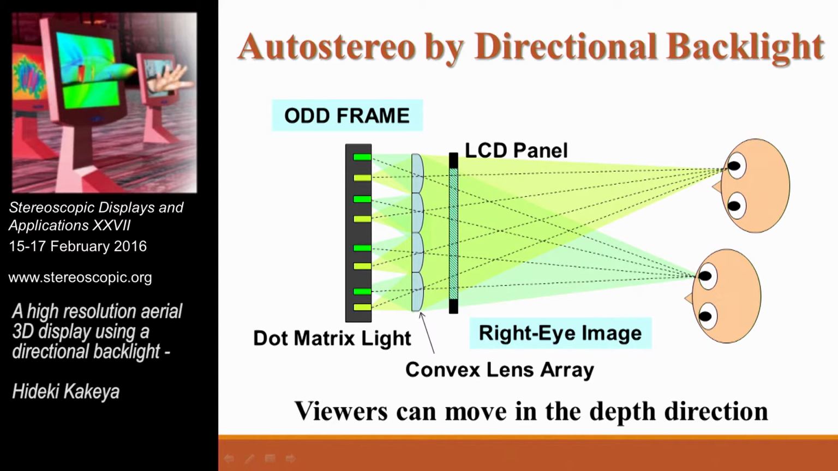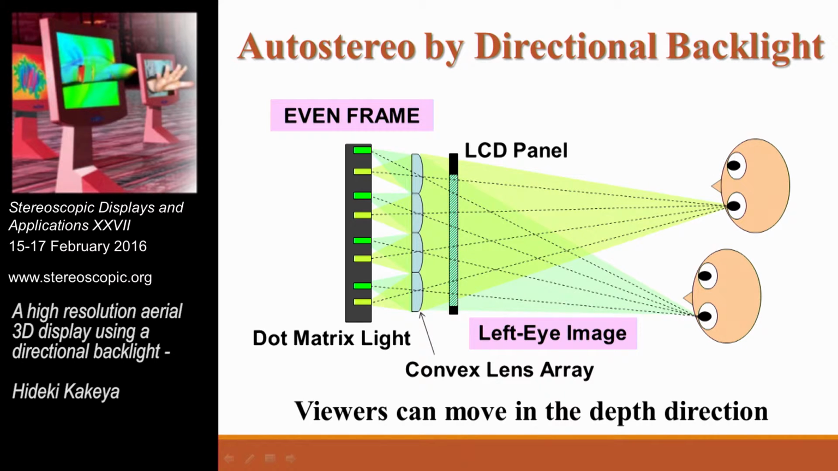So here to show the image only to the right eye, we show the right eye image, and we just extend the line from the eye to the center of the elemental lenses, and we make these parts bright for this person, and make these parts bright for this person, and then both of the viewers can see the image here only with the right eye and not from the left eye.